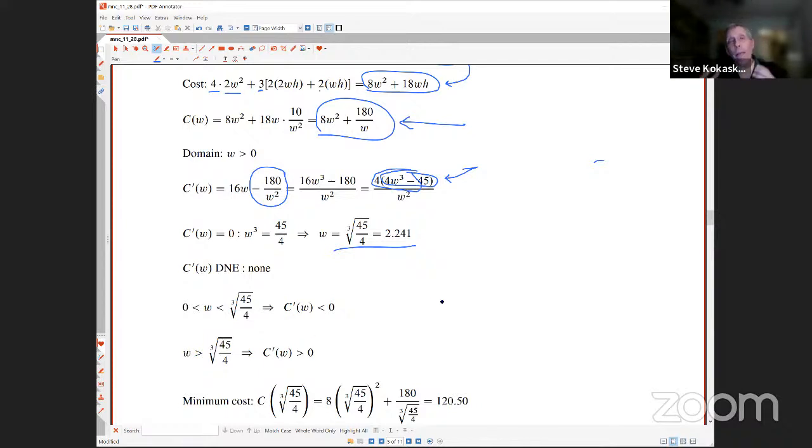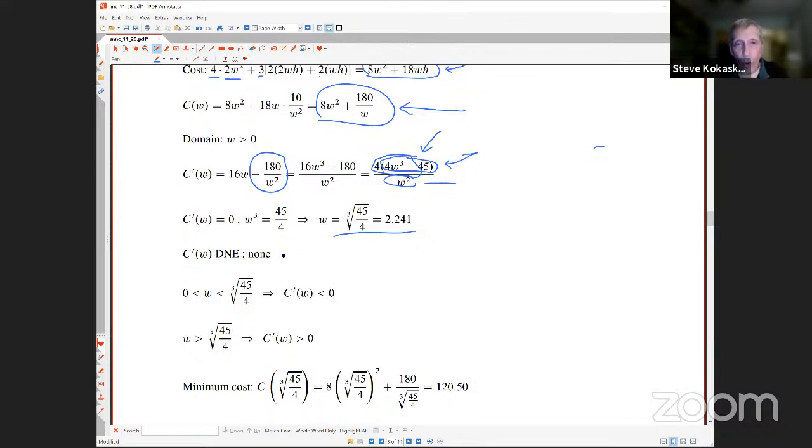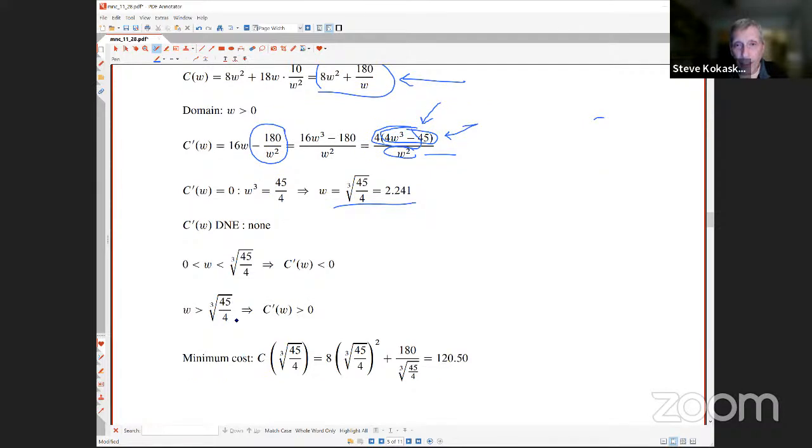And it's really not that hard to argue that, Curtis, because if you look up here at the first derivative, that denominator is always positive. The 4 is always positive. And so the sign is completely determined by that cubic. And so you can argue fairly straightforwardly that that's true. So what does that mean? I have a minimum cost when W is equal to that 2.241. And darn it, there's the cost, $120.50. That's pretty cool.